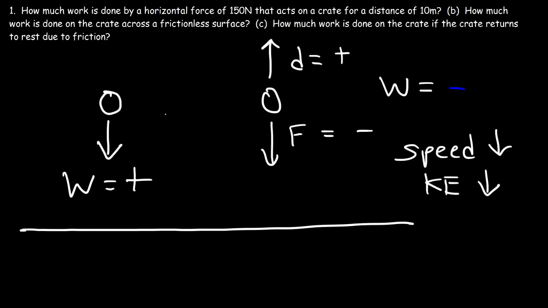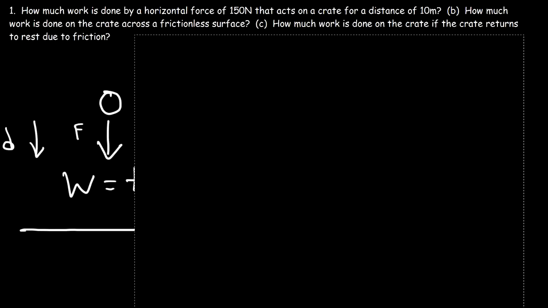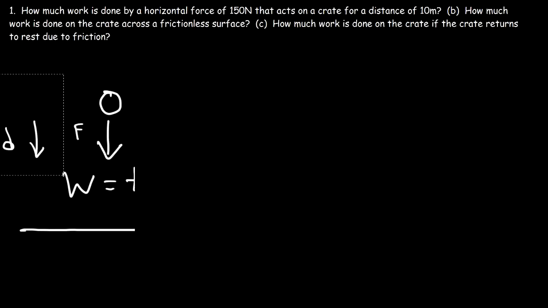Eventually, the ball is going to reach a maximum height, and then it's going to begin to fall. When it falls, the work done by gravity is positive now, since force and displacement are in the same direction, and the object begins to speed up as it falls back to the ground. And so the kinetic energy is increasing when it falls back down. Now let's move on to circular motion.